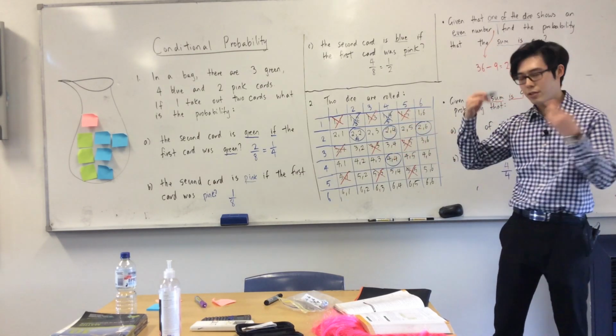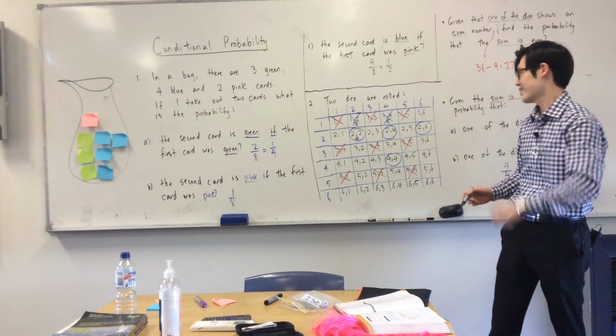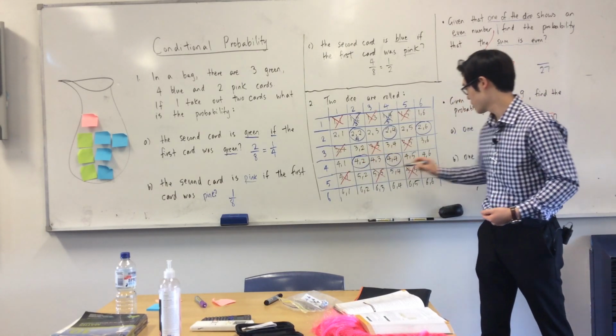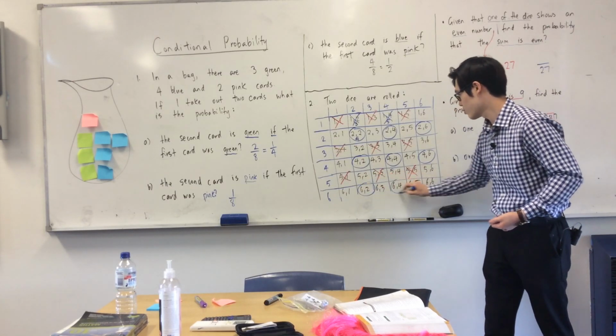So you're saying if both of the numbers are even, it's definitely an even sum. Good, keep going. What else is there then? 4, 2. 4, 6. 6, 2. 6, 4. 6, 6.